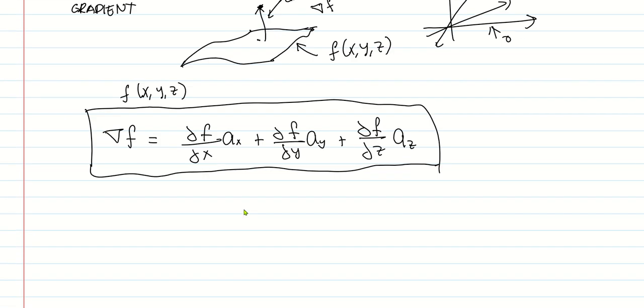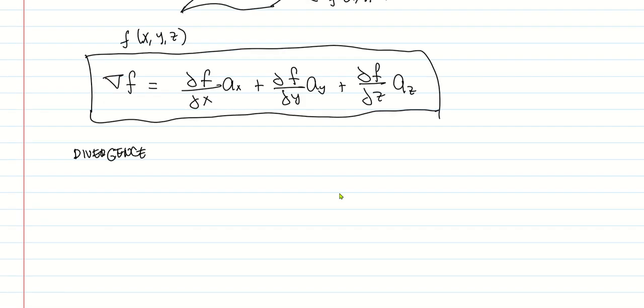Next, the divergence. If the output of a gradient is a vector, the divergence is the other way around. The output of this is a scalar quantity. What does it mean? What does divergence mean?